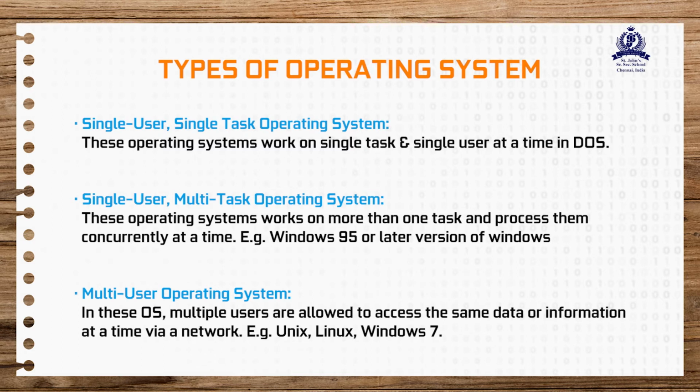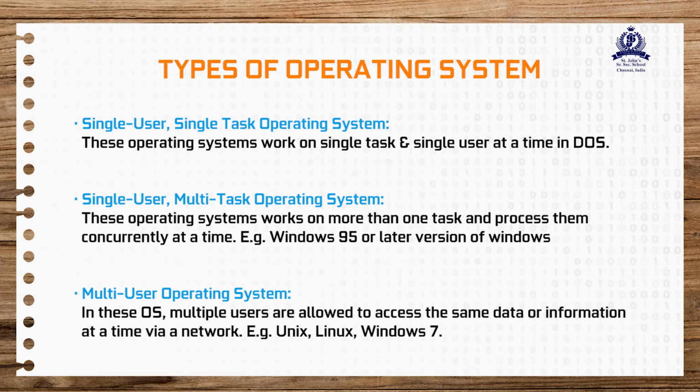The second type is the single user multitask operating system. Nowadays we are using Windows, and there are a lot of versions. In the Windows operating system, a single user runs multiple processes. For example, suppose you are downloading one file, and at the same time you are typing a document. During the downloading process you can do the typing also. Suppose you want to print a document on a printer, an output device. That work is also performed without disturbing the other work. This kind of operating system works on more than one task and processes them concurrently at the same time. That is the single user multitask operating system.